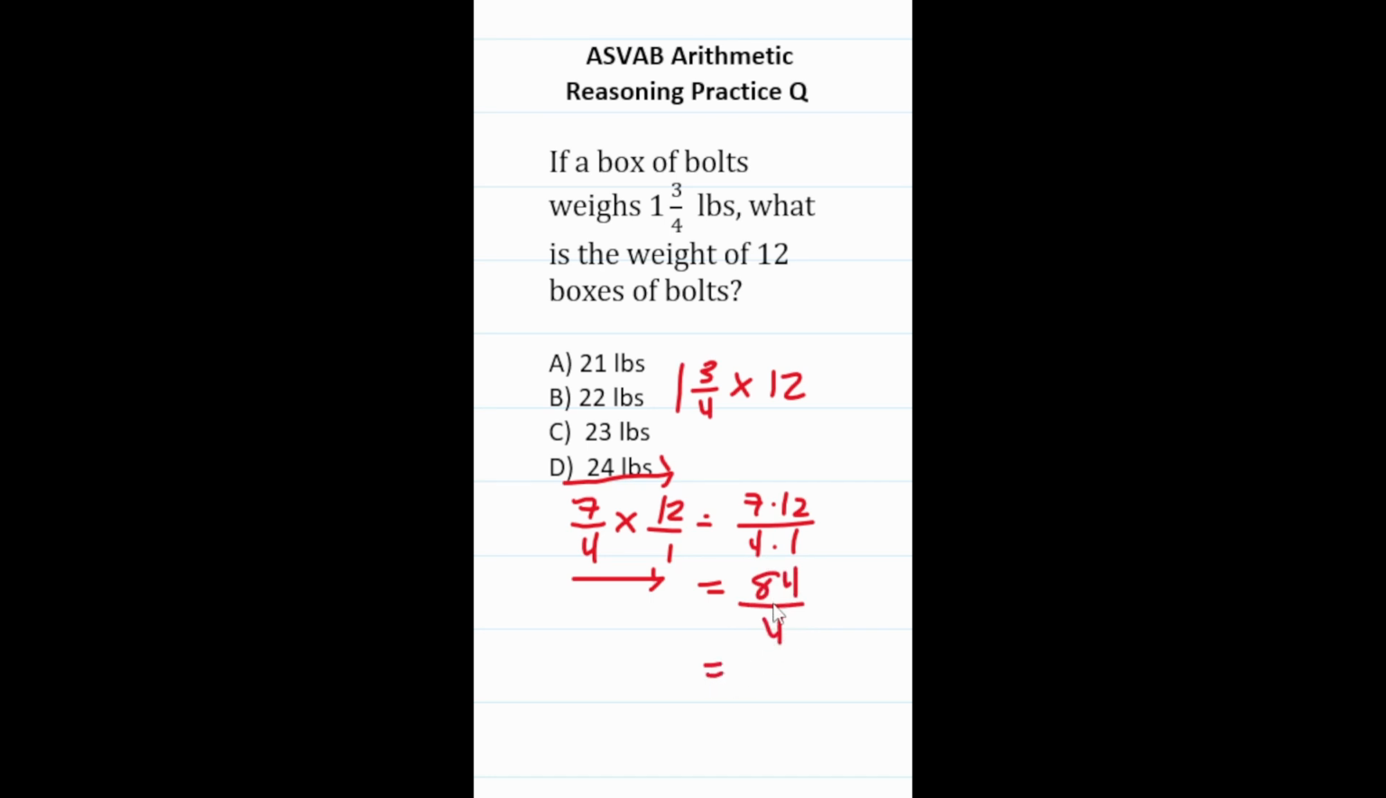As it happens, this math is very easy to do. 8 divided by 4 is 2. 4 divided by 4 is 1. So the correct answer to this one is A, 21 pounds.